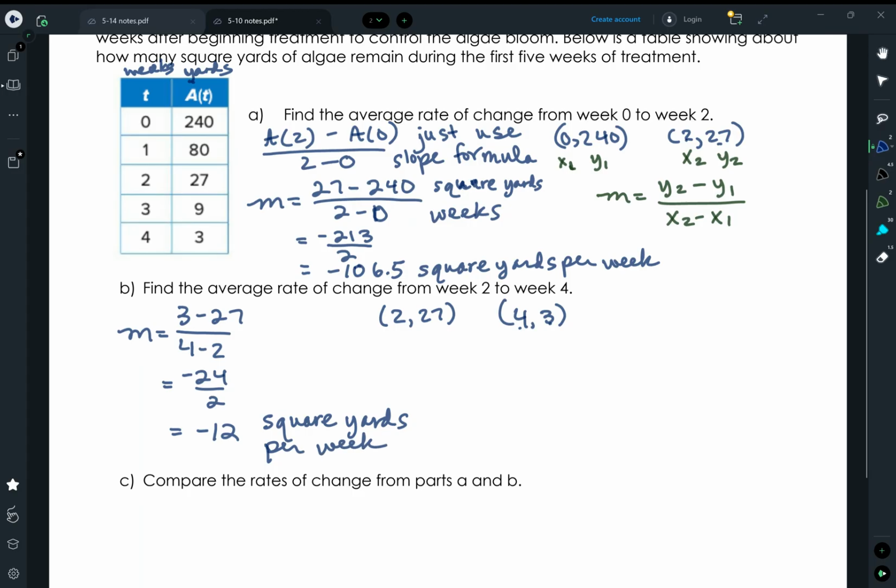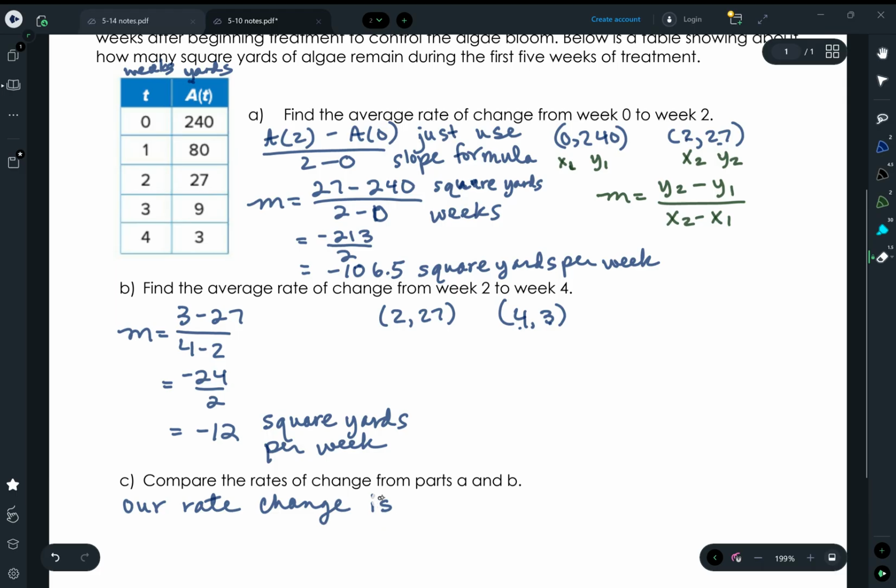So now we're going to go ahead and compare our rates of change. So our rate of change from part A is much larger. Is it larger or not? Would you say? Because really it's a negative, so it's smaller, but there's a much bigger change in what's happening. Maybe we could say our rate of change happens more quickly, or our graph changes more quickly. Let's figure out how to word this here. So like here it's 106, it's almost 10 times the amount. So maybe we could write it that way.